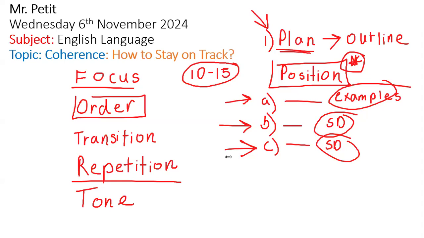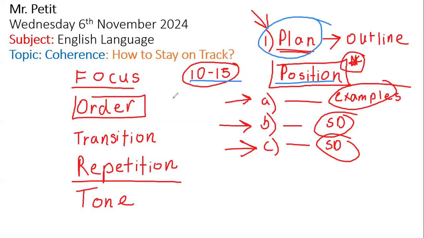So now the number one thing that's going to help you to stay on track is your plan. That's the number one thing. So start with a plan, right? Inside of your plan, you're going to have your position and you're going to have your 3 reasons why you have your position. The plan should take you no longer than 10 to 15 minutes.